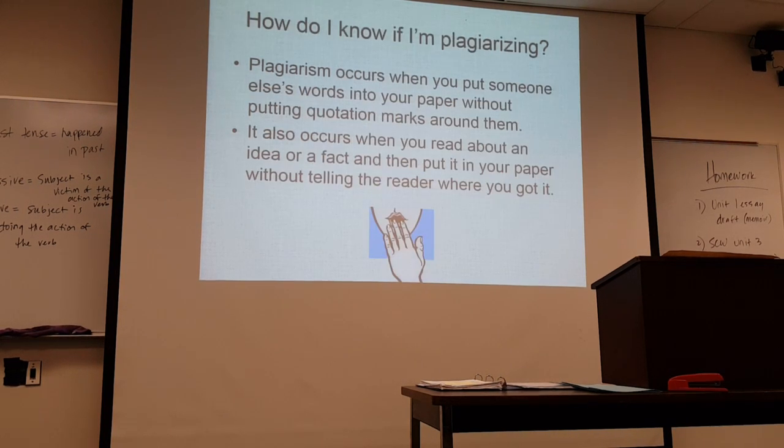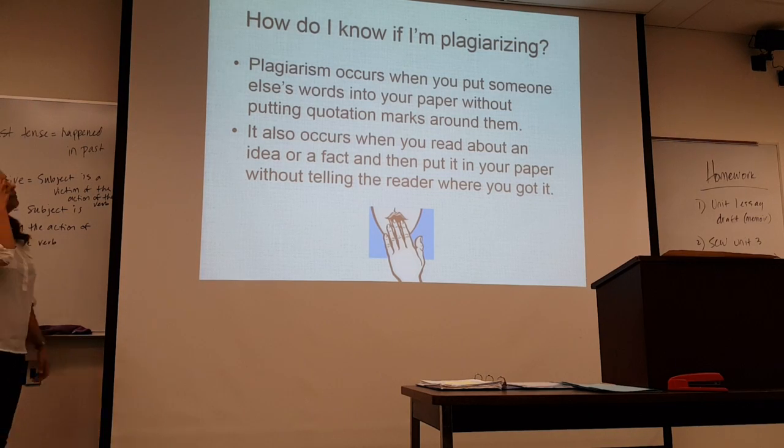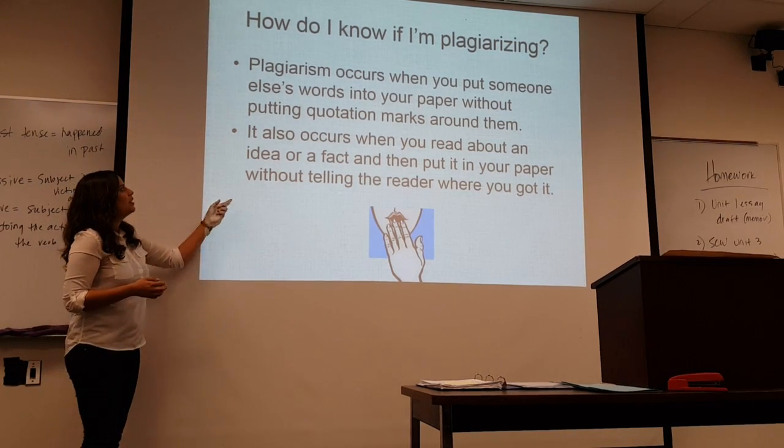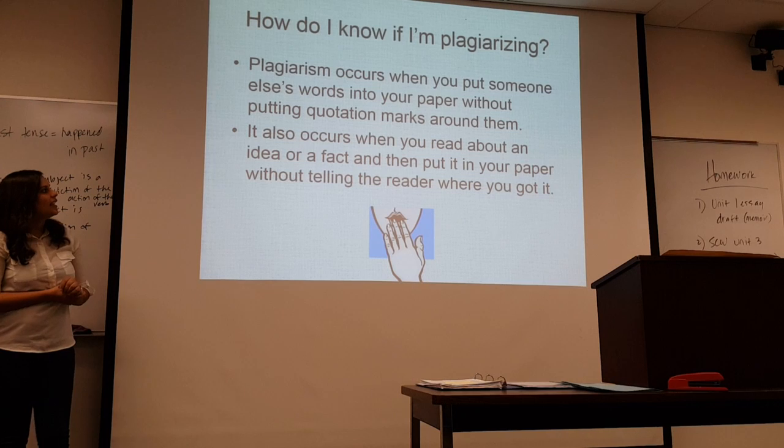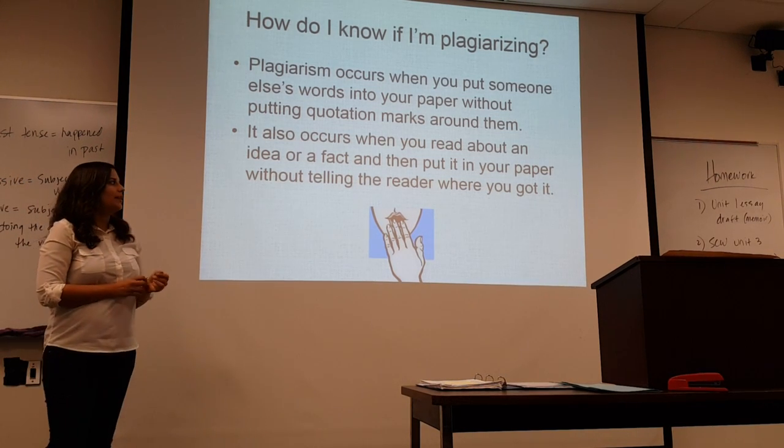So, breaking it down, plagiarism occurs when you put someone else's words into your own paper without putting quotation marks around them. So, of course, if you copy word for word something that you found in an article, an essay, or a book, that's going to be plagiarism. And as I said earlier, it also happens when you read about an idea or a fact and then put it in your paper without telling the reader where you got it.